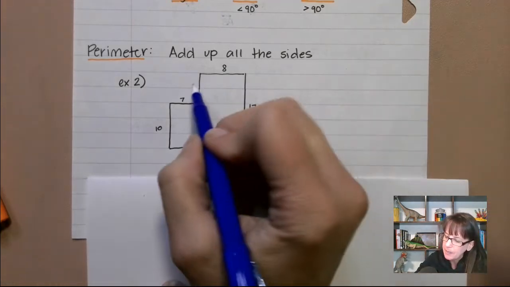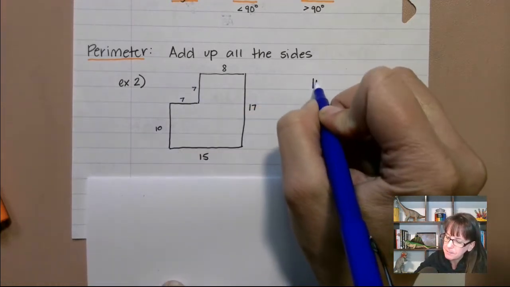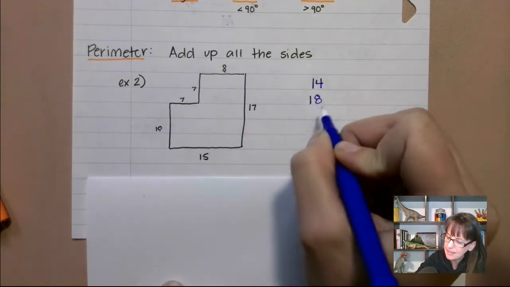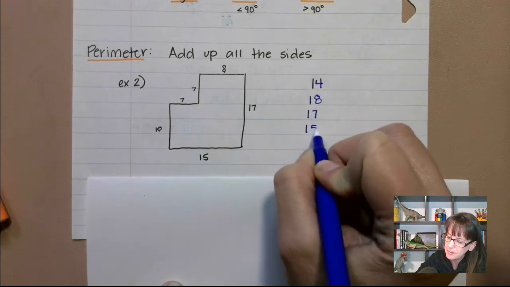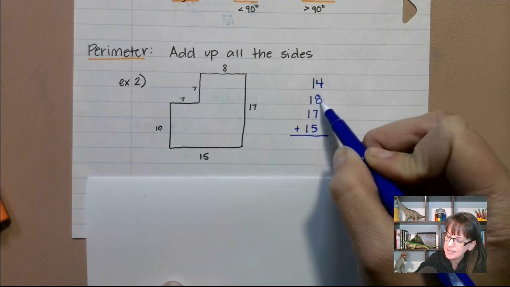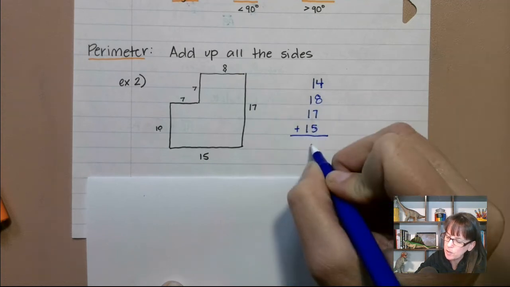So we have 7 and 7 is 14. 10 and 8 is 18. And then plus 17 plus 15. All right, so that is 9, 17, and 7, so 24.